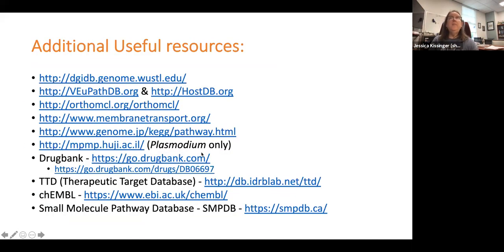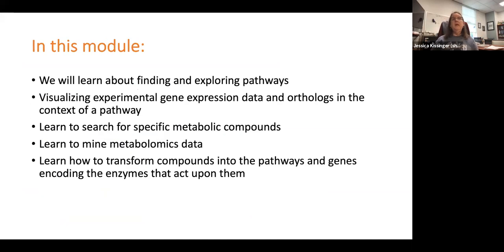All right, so in the interest of time, I've given you lots of additional resources, places where you can go for looking at known drug targets or various drug target databases, small metabolite databases, transporter databases, OrthoMCL, ViewPathDB, et cetera, so that you can begin to think of some of the additional resources you have that might be useful to your research. In this module today, we're going to learn about finding and exploring pathways.